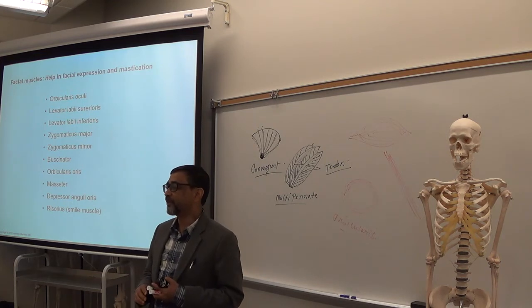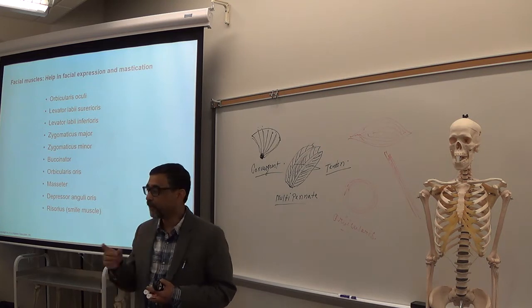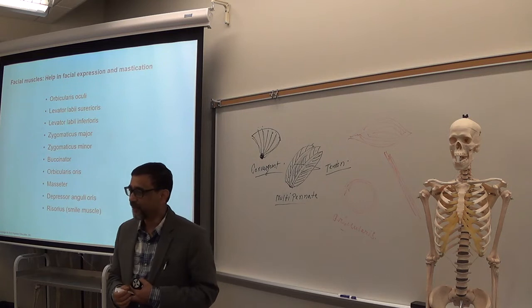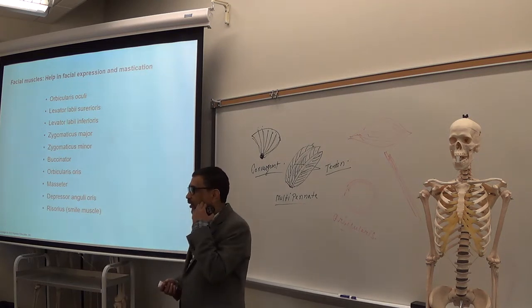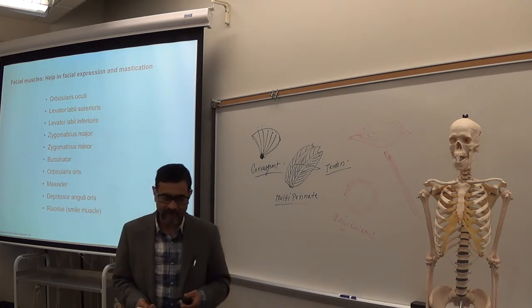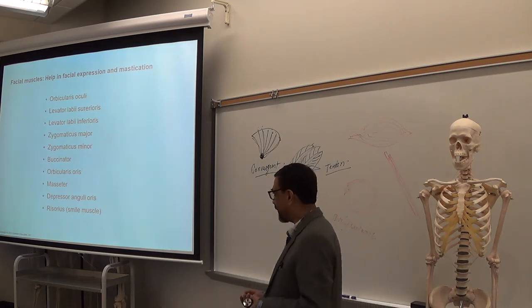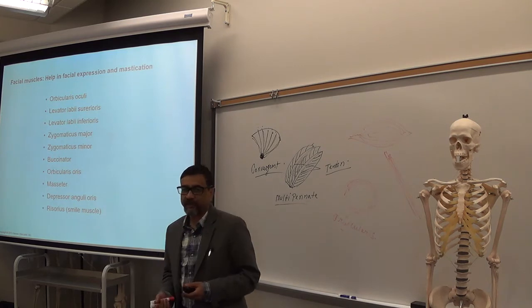Some of these muscles help in mastication, movement of the mandible to chew the food. So those are the muscles of mastication. And also some muscles help in production of speech, because mandibular movement is needed for that. So what are the facial muscles?